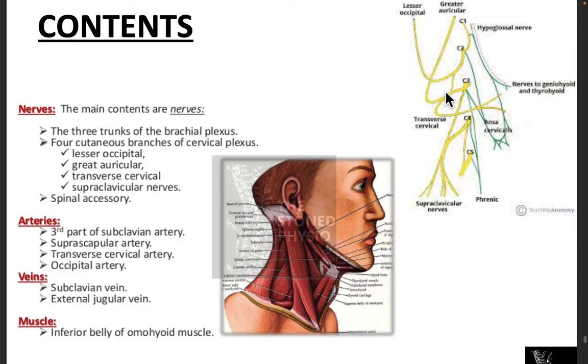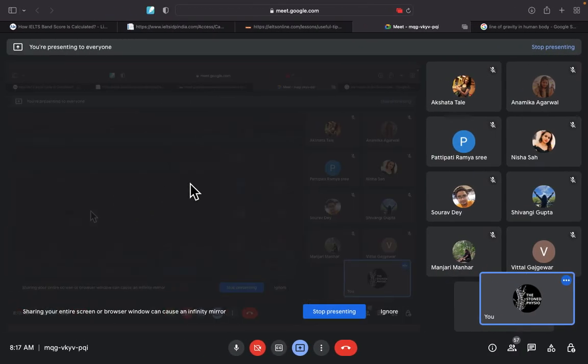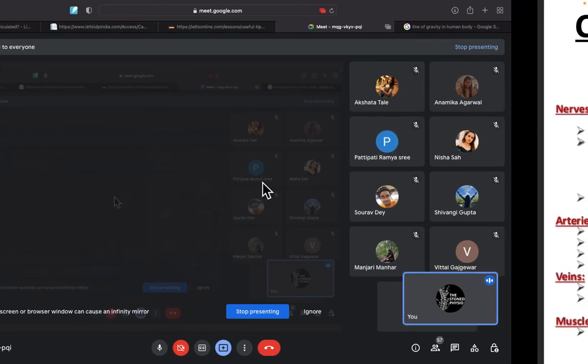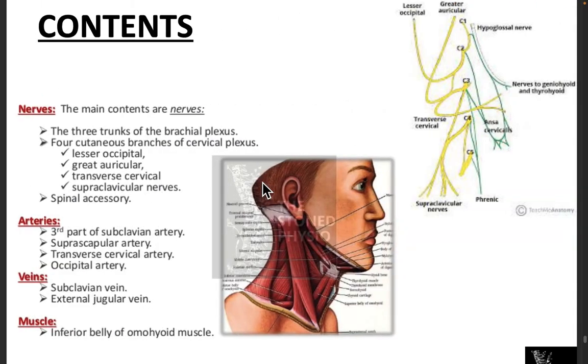ठीक है, the 4 branches of the cervical plexus, the 3 trunks of the brachial plexus, and apart from that the spinal accessory. Can anyone tell me कि spinal accessory कौन सा नंबर का nerve है? Cranial nerve कौन सा नंबर? That is cranial nerve 11, and the 2 muscles which are innervated by this nerve, 2 muscles. Trapezius and SCM. हाँ, trapezius and the SCM, है ना, इसके बारे में हमने बात करी है. Okay, तो we have got these nerves.